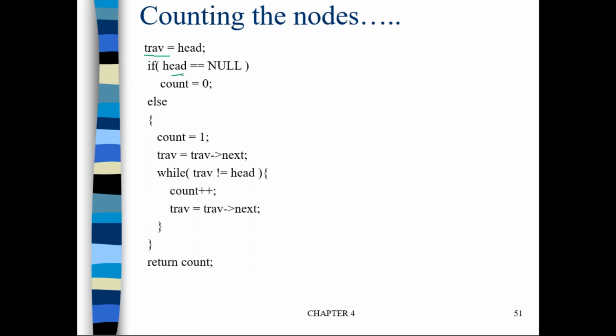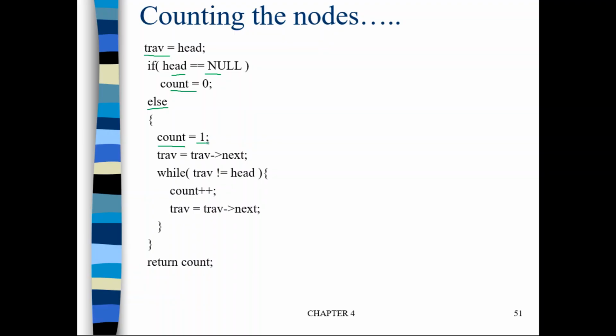Then we check if head is equal to null. If head is null, it means that the linked list is empty. So we simply say count is 0. Else, the else part will execute at least if there is one node. Otherwise the control will not come to the else part. So if the control comes to the else part, minimum one thing is guaranteed, at least there is one node.